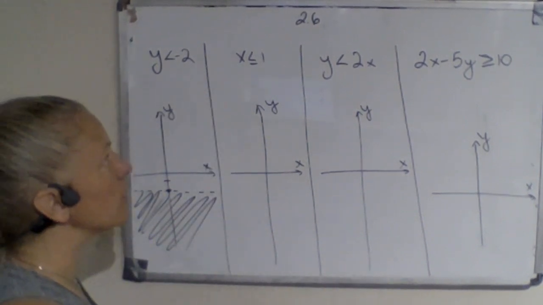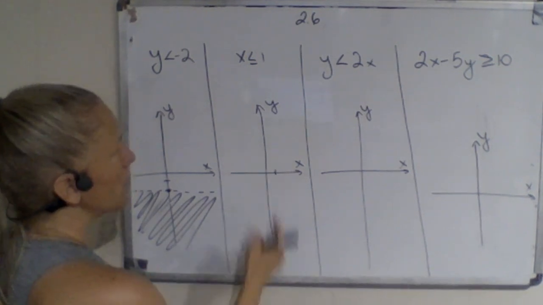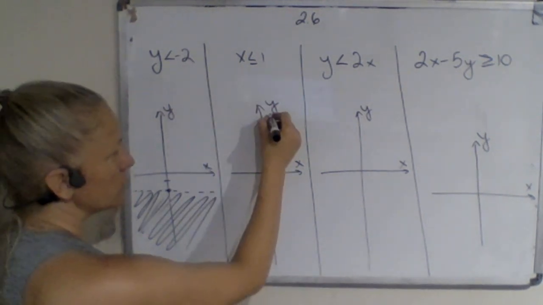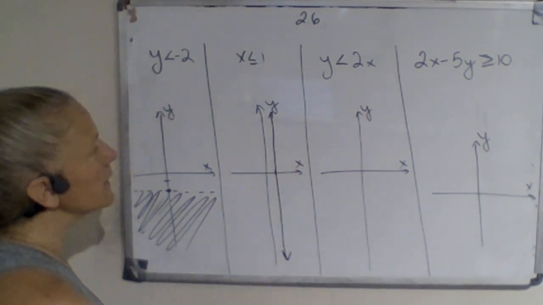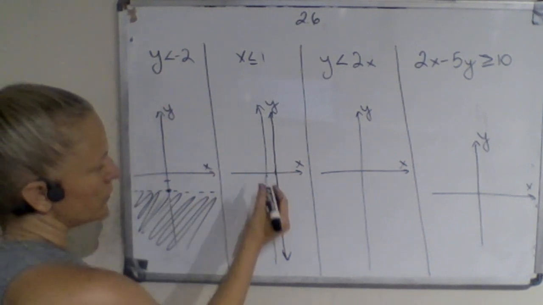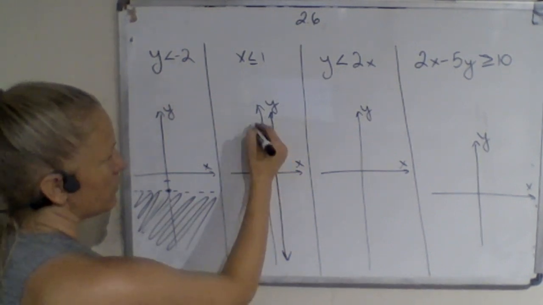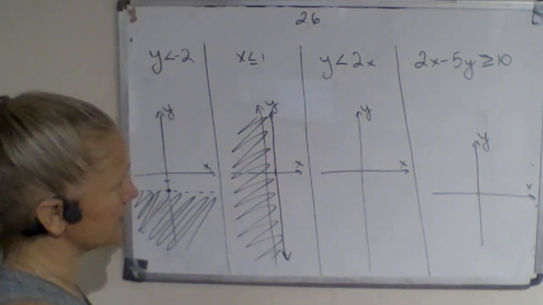x is less than or equal to 1. It starts with x, that makes it a vertical line. x is 1 here. It's less than or equal to, so it's a continuous line, first of all. Don't forget to put the line. And again, we're looking at numbers less than 1. They're going to be at the left. How do I know this? Well, 0 is here, and that's less than 1. These are my numbers less than 1.